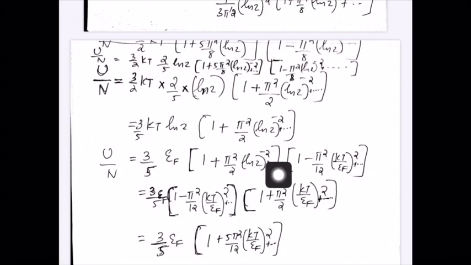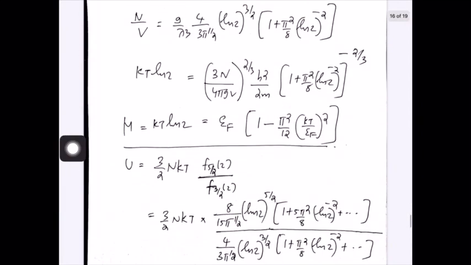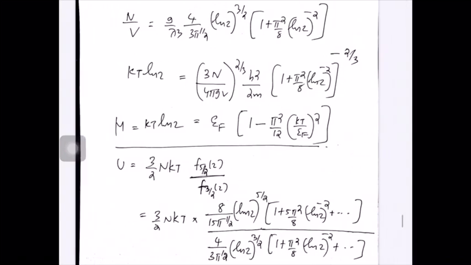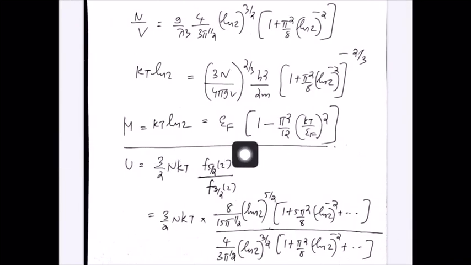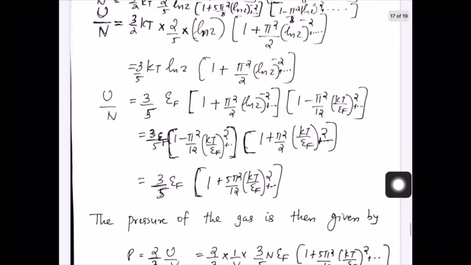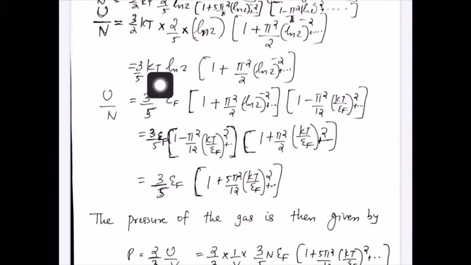Then the kT log z. Here we have the kT log z. That I am writing by the first approximation. By the first approximation, we have got kT log z is equal to epsilon f into 1 minus pi square by 12 (kT by epsilon f) square. That is substituted here. So for kT log z I am substituting what? Epsilon f into 1 minus pi square by 12 (kT by epsilon f) square. This series is not there, this is an error. These terms are not there.